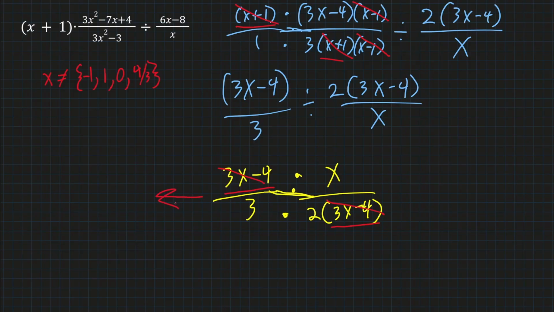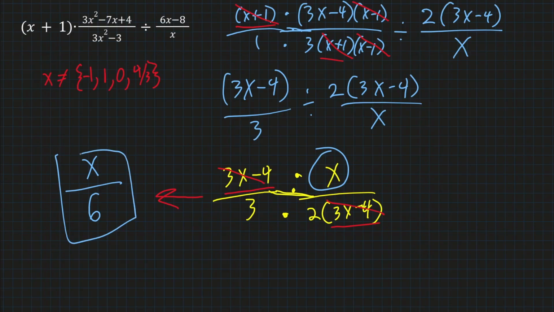Finally, that will leave us with a simplified expression. The only thing we have in the numerator is this x, well, x times 1, but it will just be x. And then in the denominator, we have 3 times 2, which is 6. So we have our simplified expression, x over 6, as long as x is not equal to negative 1, 1, 0, or 4/3.